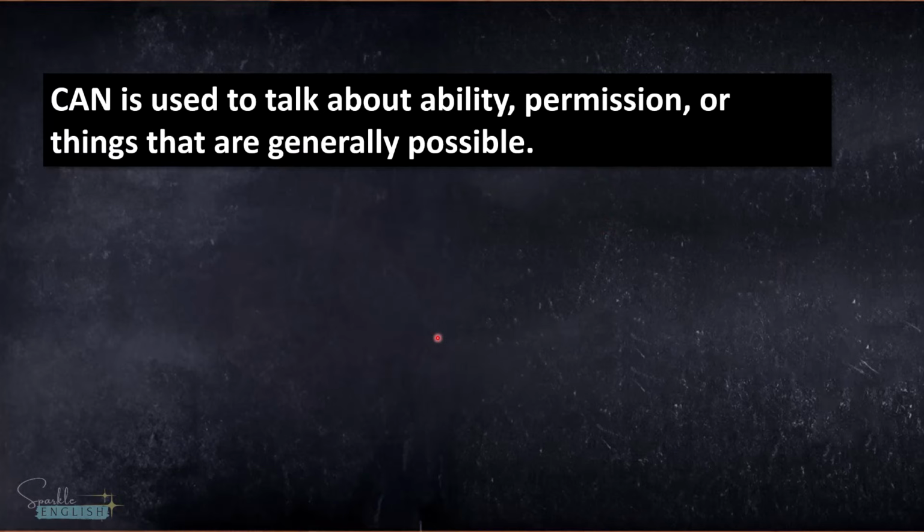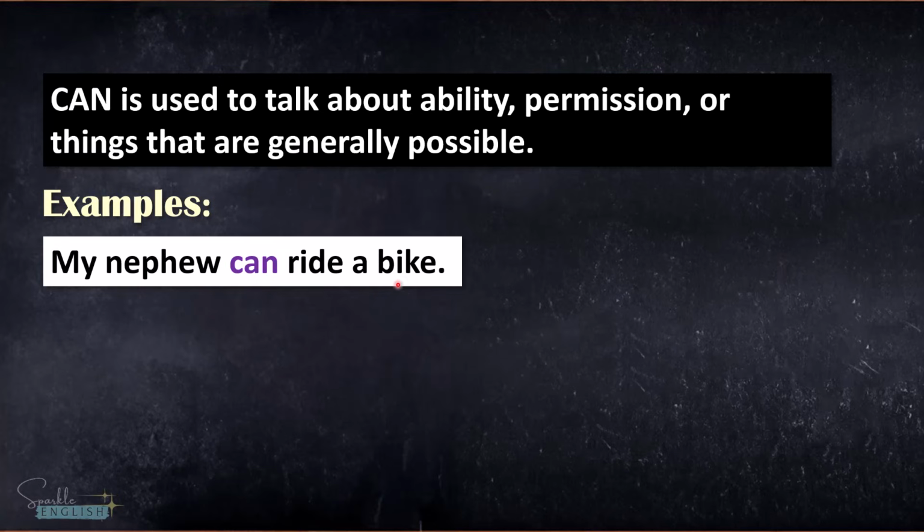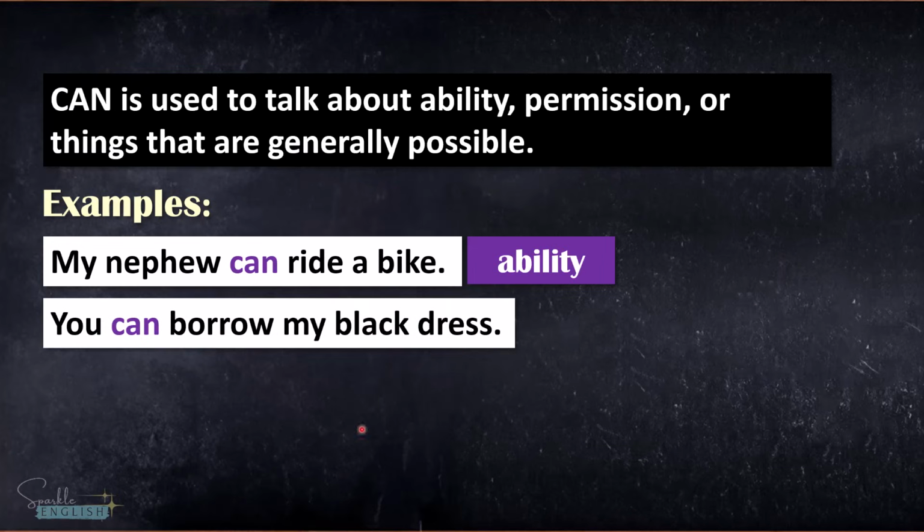So now let's get into each modal verb individually, starting with can. Can is used to talk about ability, permission, or things that are generally possible. Can tells us what someone is able to do, what they are allowed to do, or what can happen in certain situations. For example, my nephew can ride a bike. In this sentence, can demonstrates ability, something my nephew is able to do.